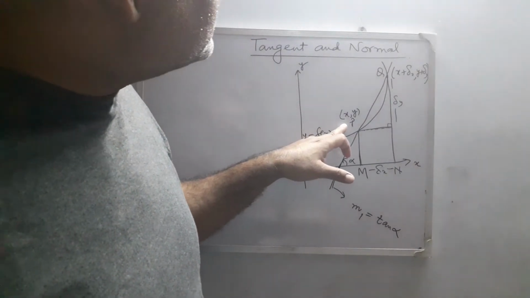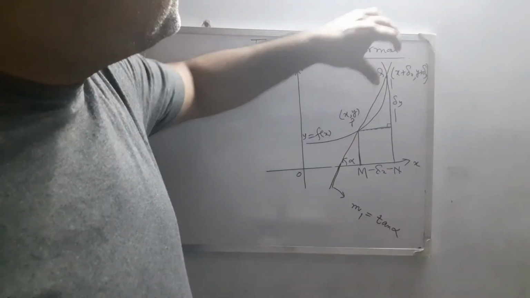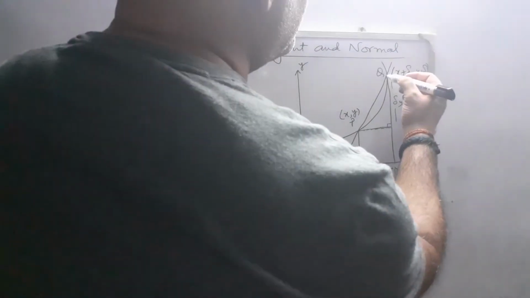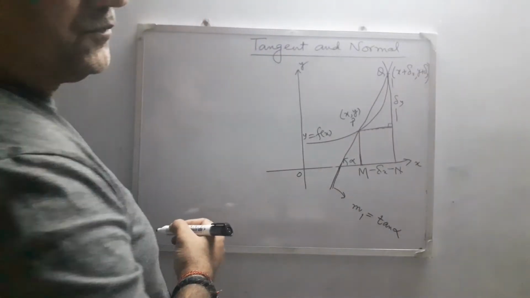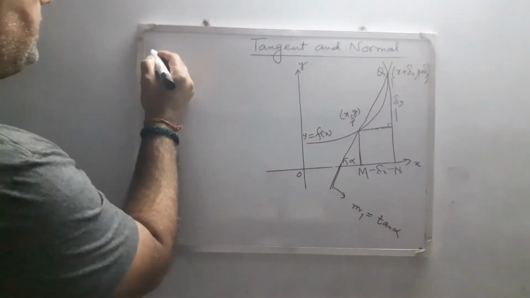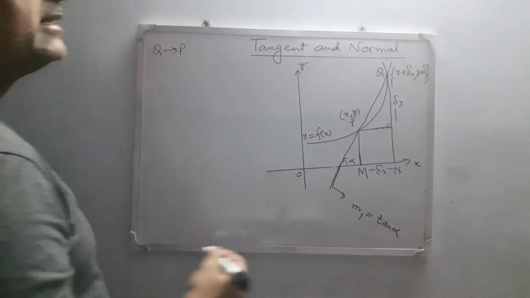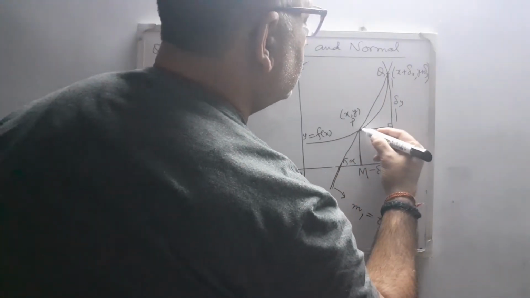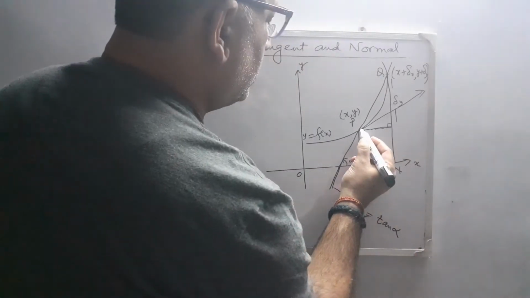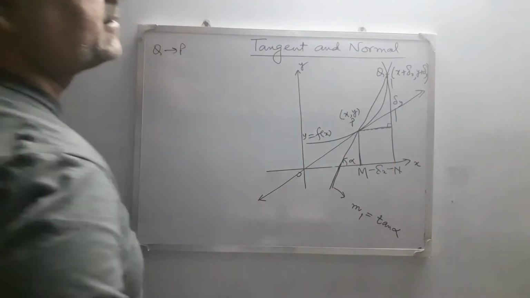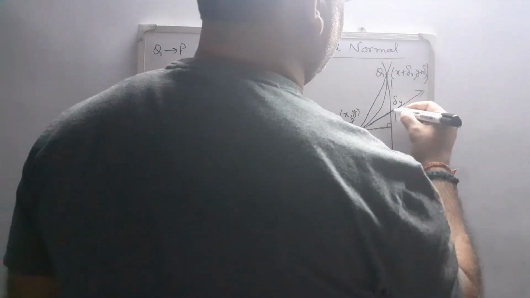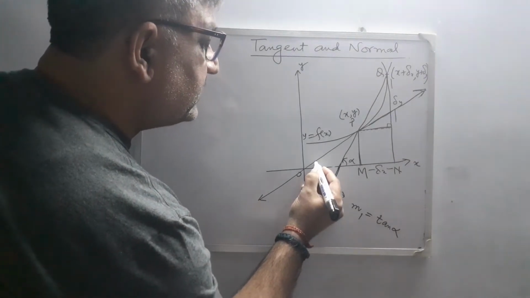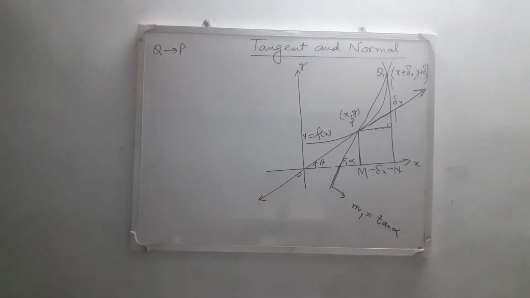Here the coordinates of P is x comma y. P and Q are the two neighborhood points on this curve. Now suppose this point Q tends to P, then in that case the shape of this secant QP will become like this. This will be the shape of this secant PQ, and it becomes tangent to the curve. Suppose this secant makes an angle theta with positive direction of x-axis.